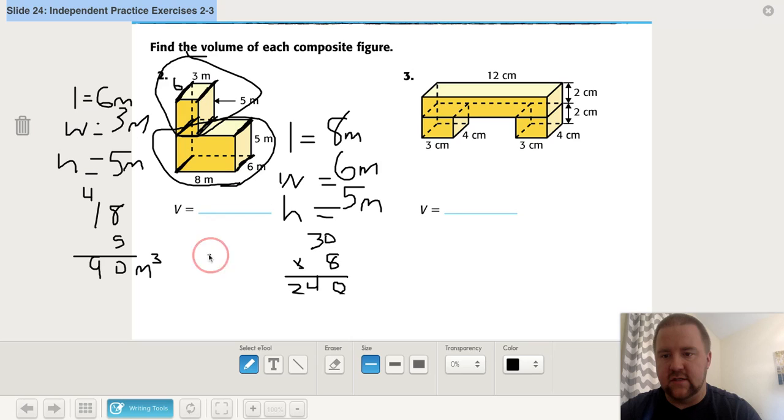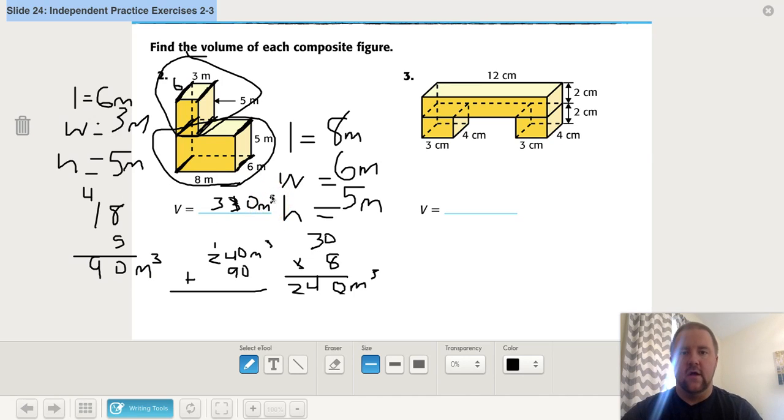All right, so then we would add 240 cubic meters plus 90 meters cubed or cubic meters. All right, and that will give me, oops, I'm running out of space down here. That would give me my answer, which would be 0. 9 plus 4 is 13. Oops, I'm losing my tools here. 13, carry my 1. 2 plus 1 is 3, so it would be 330 cubic meters.